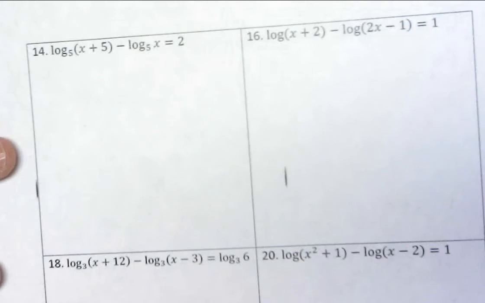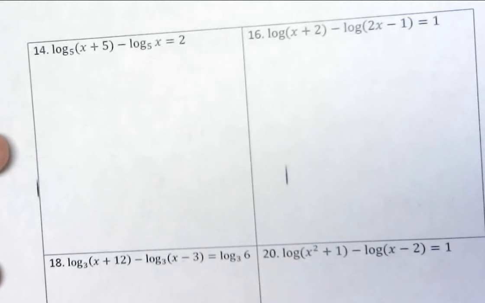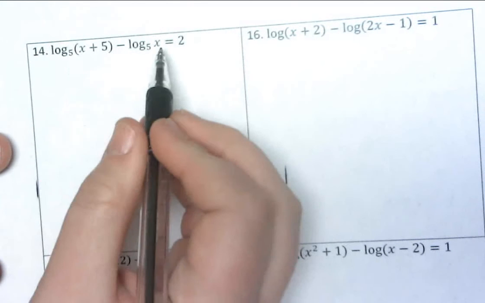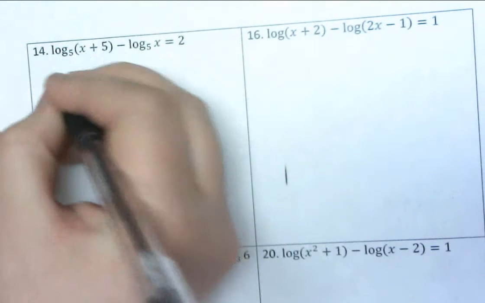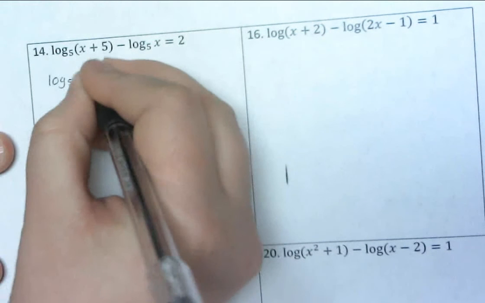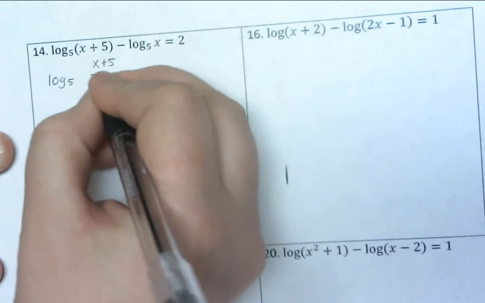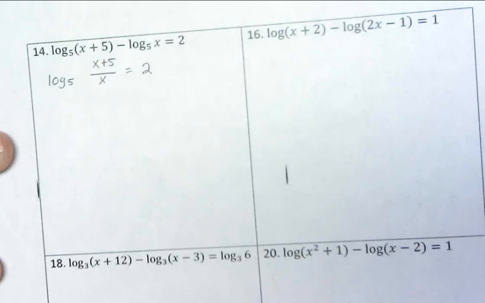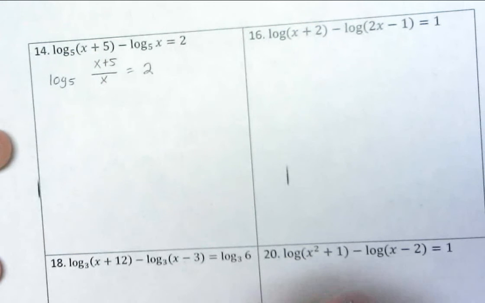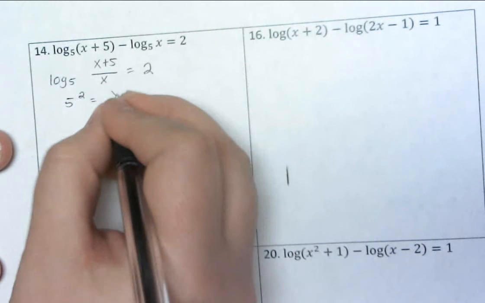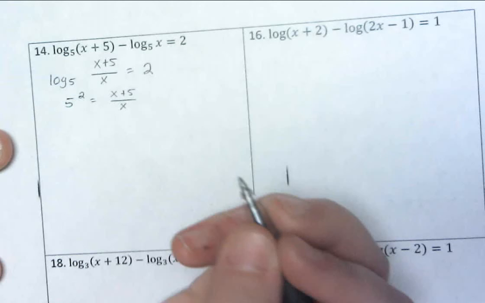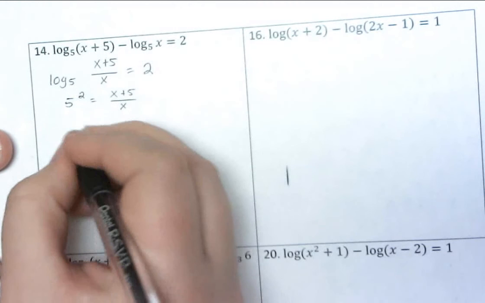All right, so now let's flip over to the back page. And so we're going to write this as a single logarithm, and since this is subtraction here, we're going to divide. So I've got log base 5 of x plus 5 divided by x equals 2. And then I'm going to put it in my exponential form. So 5 squared equals x plus 5 over x. 5 squared is 25.